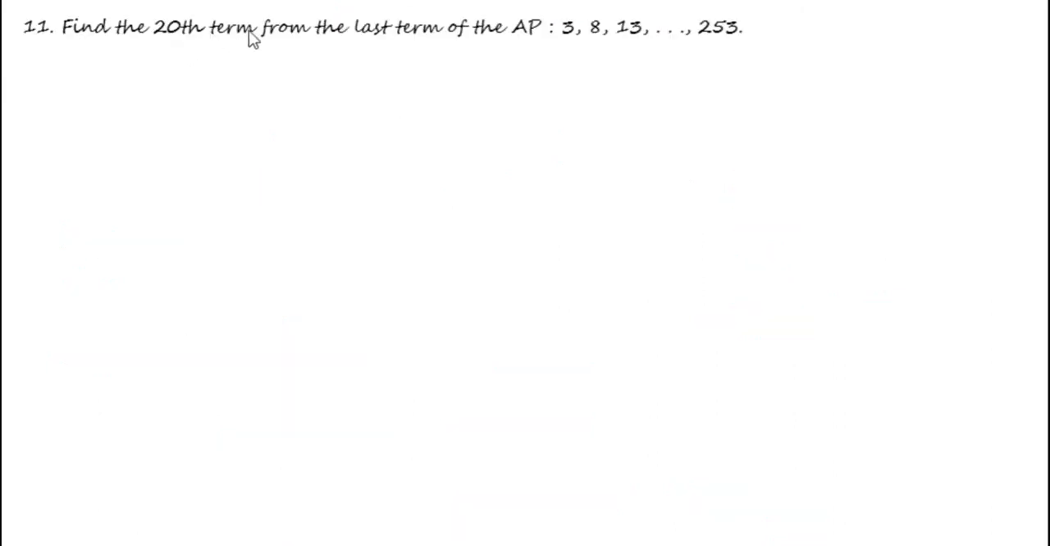Find the 20th term from the last term of the AP. We have to find the 20th term from the last term, taking this as the first term, next 2, like that we have to find out the 20th term. Let us write this series in the reverse order. So series is 3, 8, 13, like that. So let us start with 253.